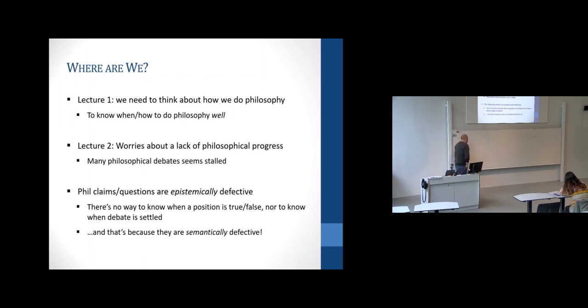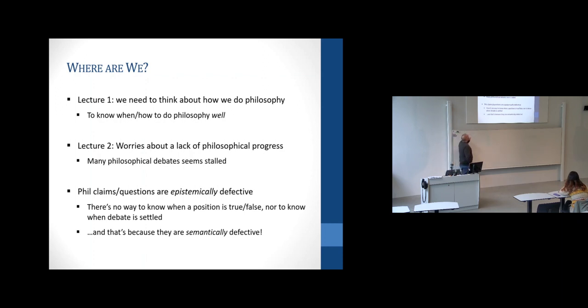That is, the reason there's no philosophical progress is that there's no way to know when a philosophical claim is true or false. There's no way to know when a position is true or false, nor to know when a debate's settled, because in order to know that it's settled, you'd have to know that one of the answers is definitely true or definitely false.